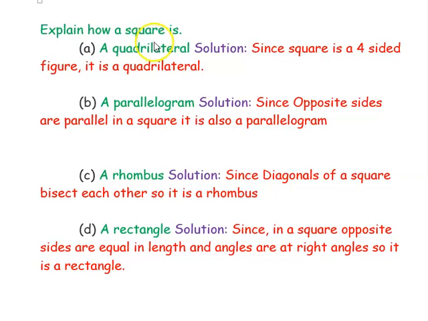Next question, explain how a square is a rectangle. In a square, opposite sides are equal in length and the angles are also right angles. If you take a rectangle also, opposite sides are equal in length and all the angles are right angles, that's 90-degree angles. So we can say that a square is also a rectangle. So we can finally say that a square is a quadrilateral, a square is a parallelogram, a square is a rhombus, a square is a rectangle.